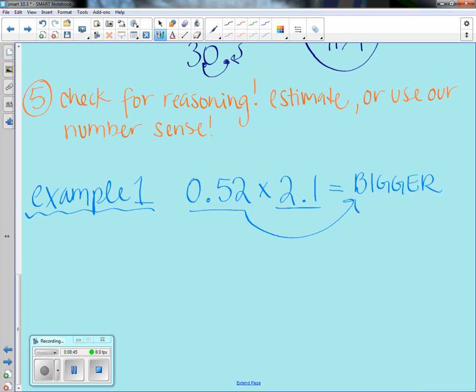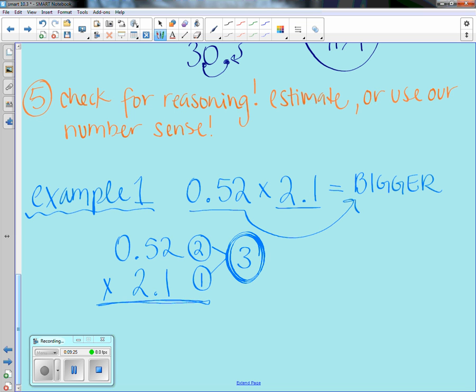Let's see. So our step 1 was to set up our multiplication problem vertically. So I have 0 and 52 hundredths times 2.1. Notice that I didn't line up my decimals. That's only for addition that we have to do that. Now, I'm going to write up to the side the total amount of numbers that are behind the decimal point, or to the right of the decimal point in our problem. So above here is our problem. So for 0 and 52 hundredths, there's 2 numbers behind the decimal point. For 2 and 1/10, there's 1 number. And we want to know the total for our problem. So that gives us 3. So 3 is the one that we're going to be using.